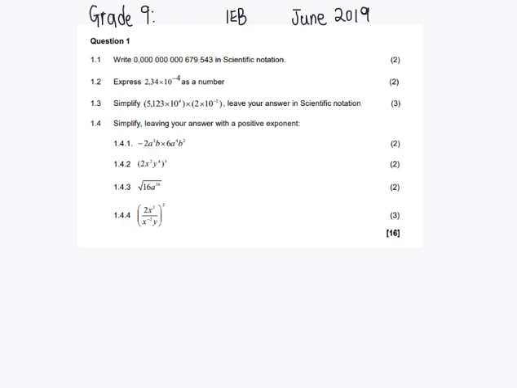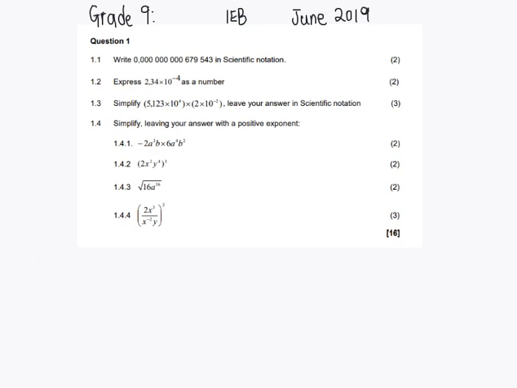Today we will be looking at grade 9 IEB. It's a June 2019 exam paper. You will find the rest of the questions in the description below. And right now let's have a look at question 1.